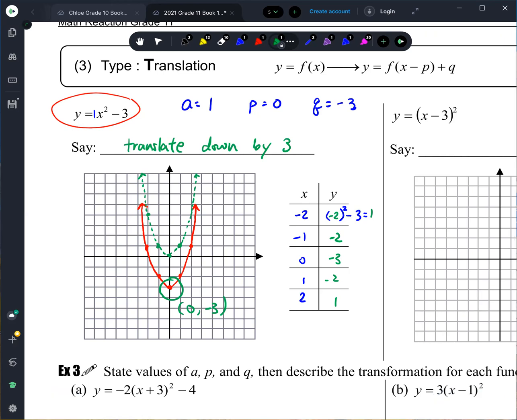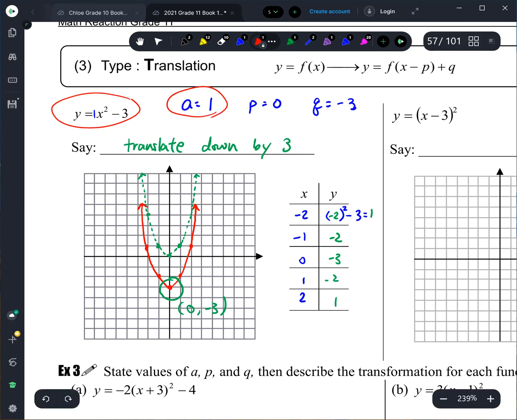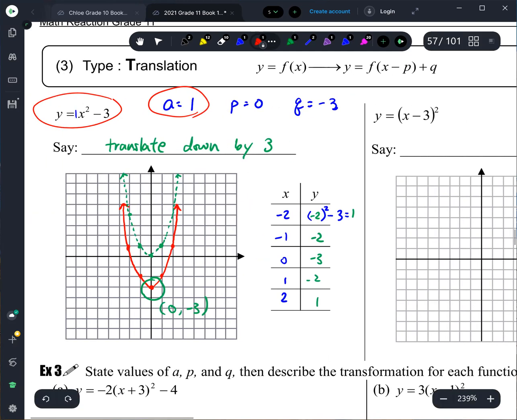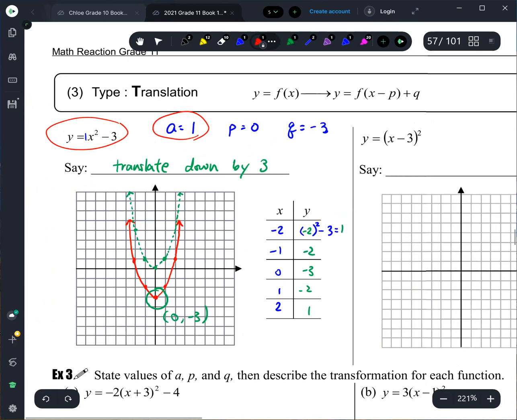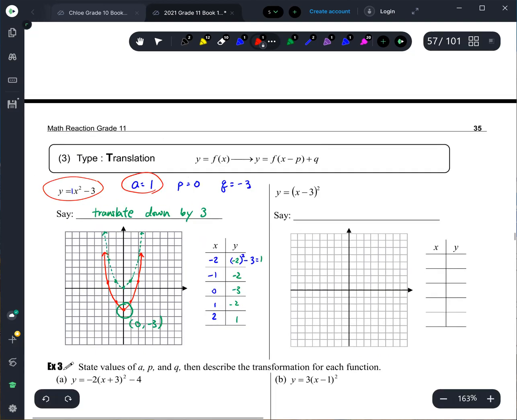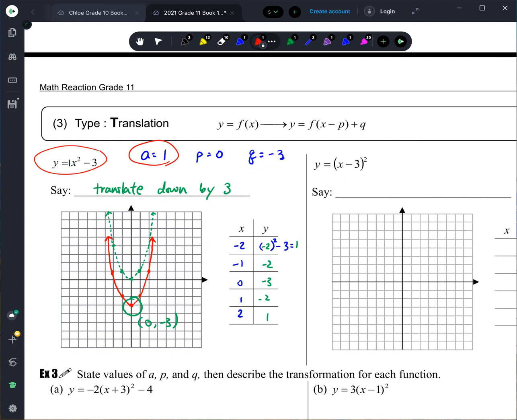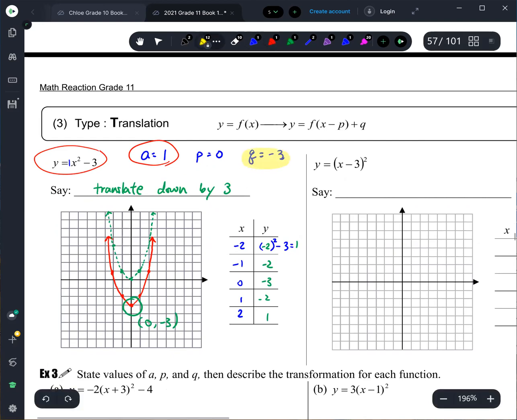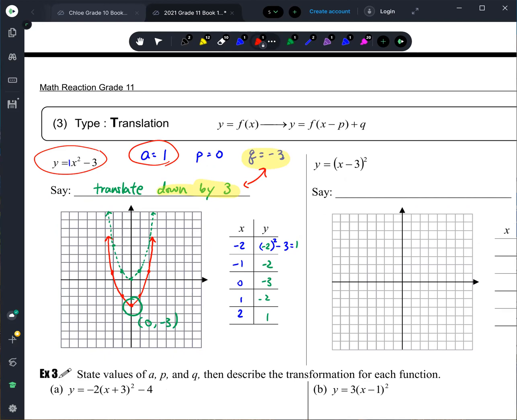And this one is still open up, because the A is still positive. Can you raise your hand if you are ready to move on to the last part here? You can tell that Q controls moving up and down. Q is -3, which tells you to go down 3. You can highlight that, that's the connection. So if you have a question where Q is +3, then it will be going up by 3. It changes the location of the vertex.